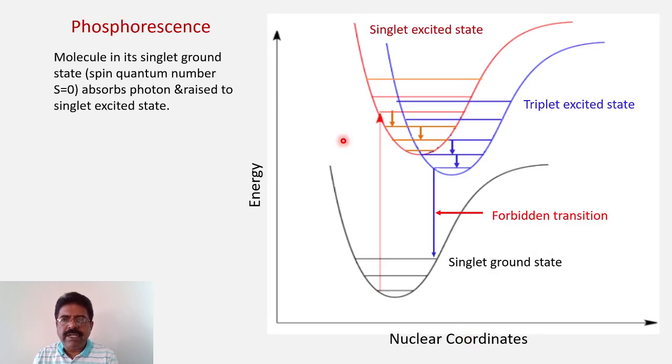Let us try to understand this phosphorescence, how one can explain it with the help of this particular diagram. See, this is the ground state, the singlet ground state of the molecule. Suppose a photon comes to this molecule and it will be excited to the singlet excited state, this red one, you can see this, or this red-brown one.